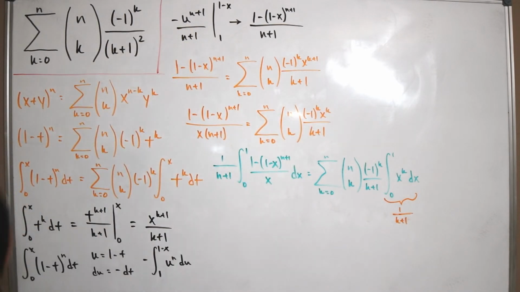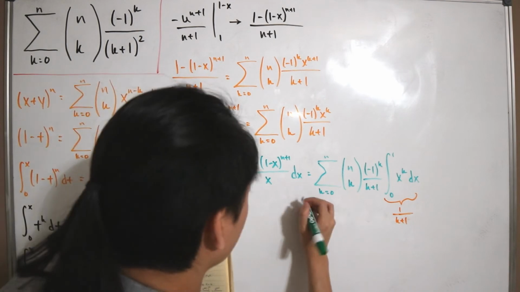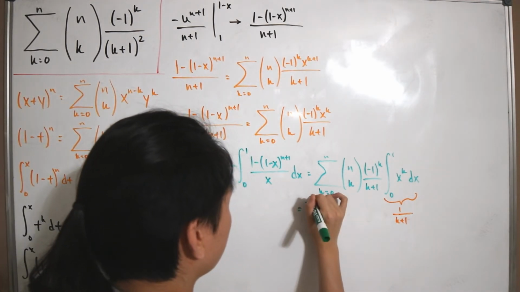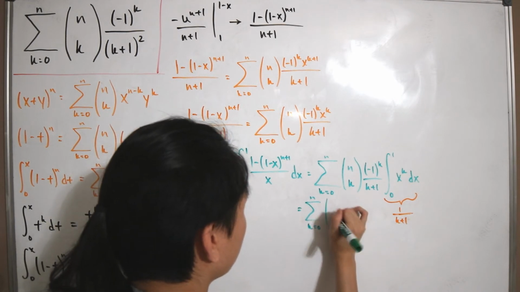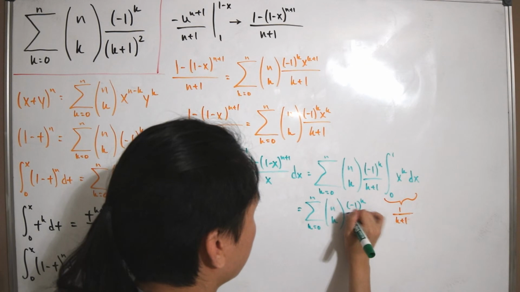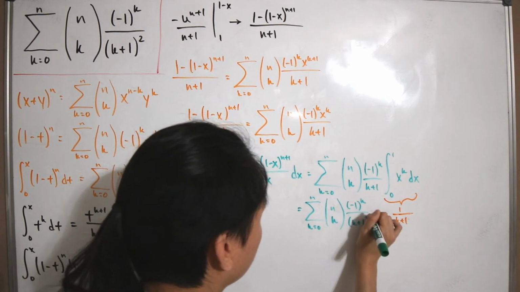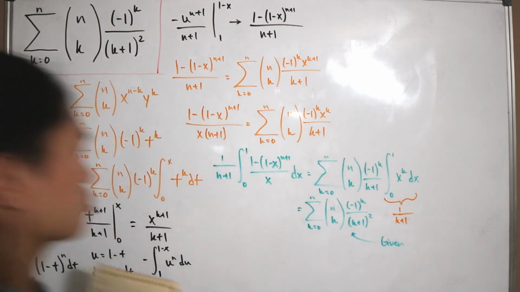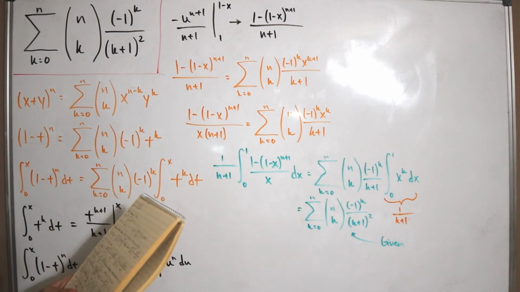So this whole time, this is just equal to the exact same thing over here: the sum, k equals 0, n + 1 choose k, of (−1)^k, divided by (k + 1) squared. Let me put that as given. And so we're just trying to calculate this integral all along.